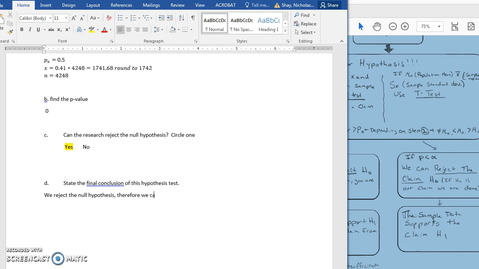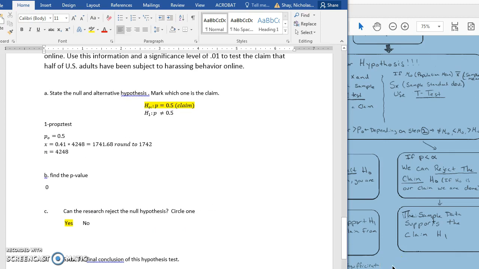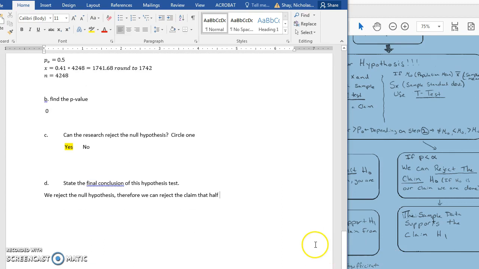Therefore, we can reject the claim that half of U.S. adults have been subject to harassing behavior.